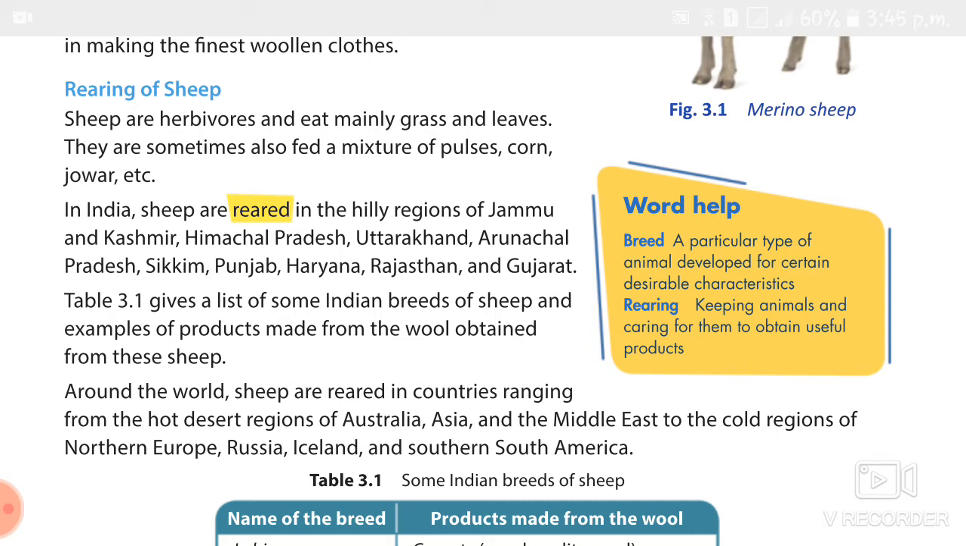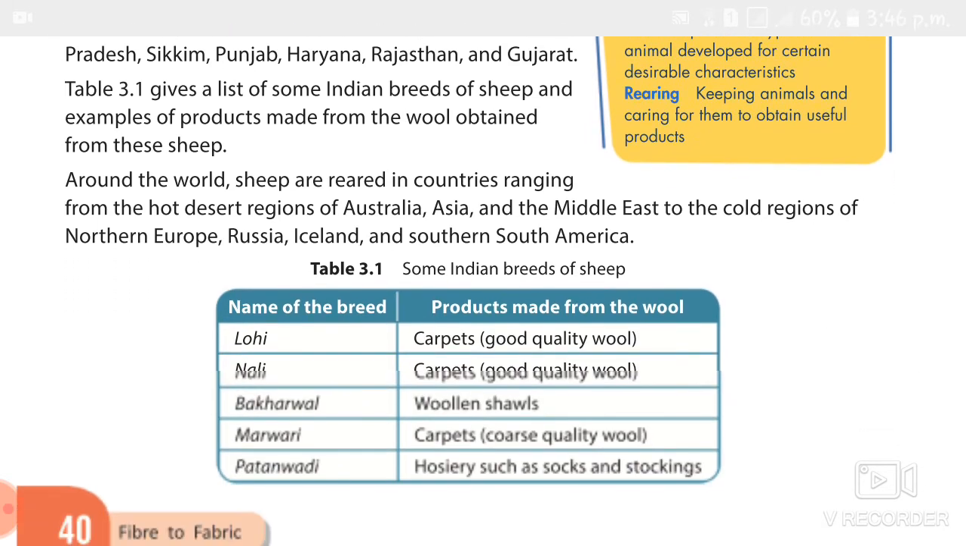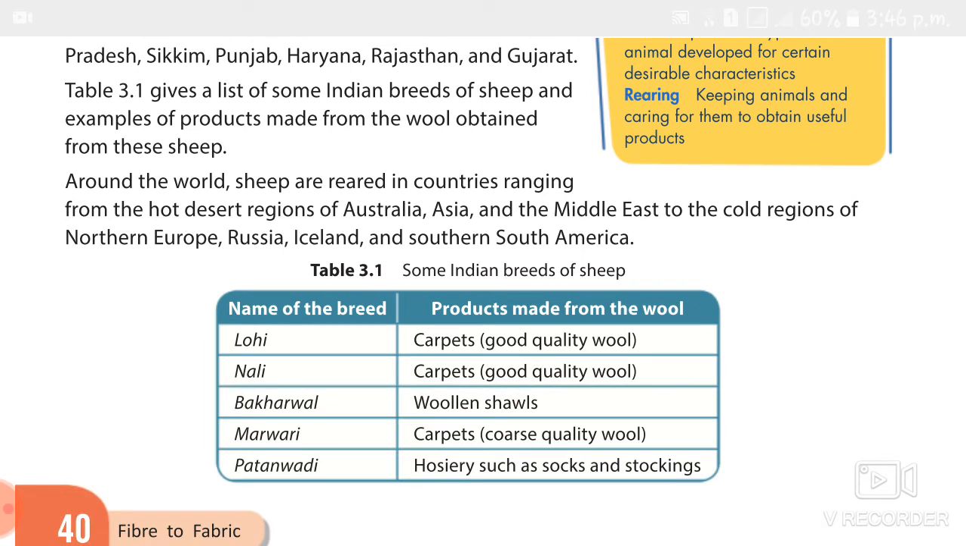Around the world, sheep are reared in countries from the hot desert regions of Australia, Asia and the Middle East to the cold regions of Northern Europe, Russia, Iceland and Southern South America. And some Indian breeds of sheep are there that you can see in the box.